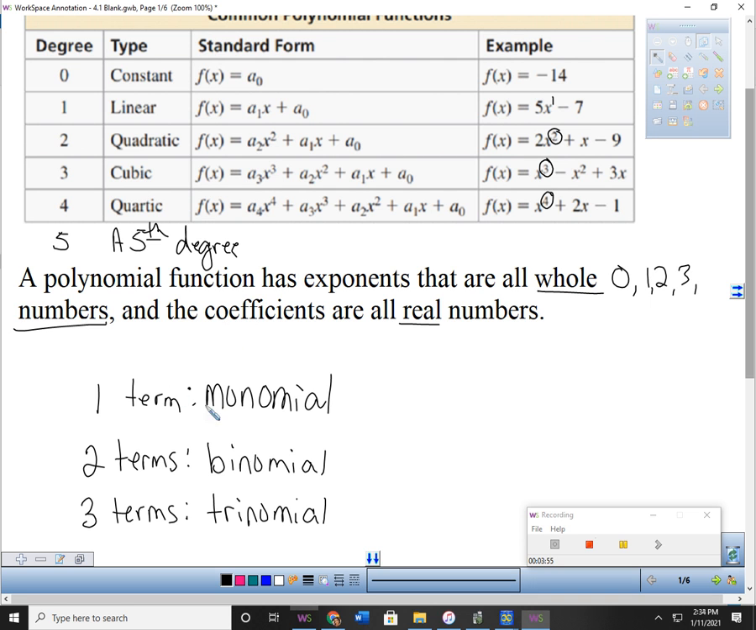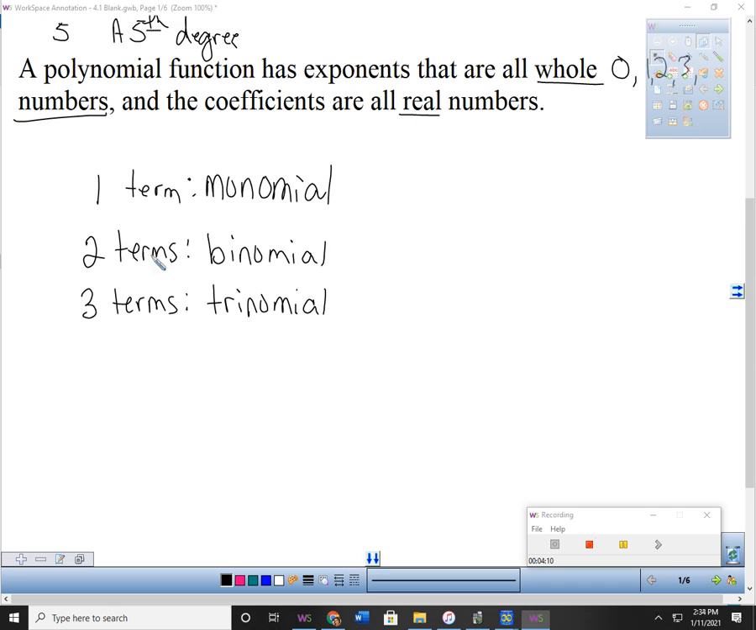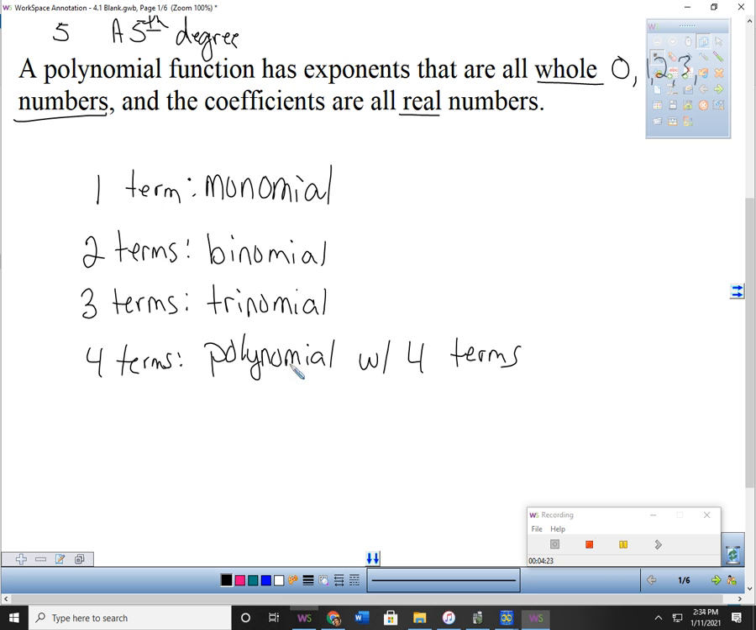All right, so we don't have a special name for a polynomial with 4 terms. So if I have anything bigger than 3, so let's say I have 4 terms, I would just call that a polynomial with 4 terms. So if I did 5 terms, it would be a polynomial with 5 terms.